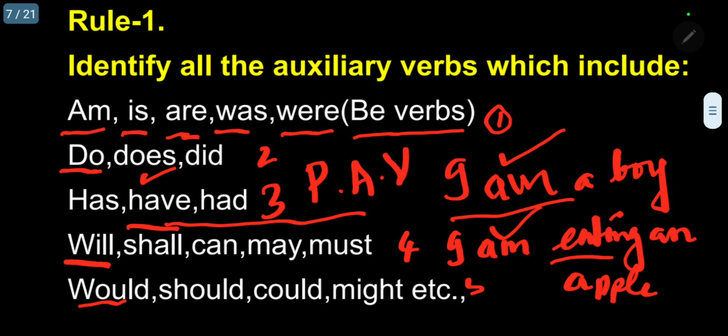So, whenever you use I, you should be careful. Only in simple sentence or simple present continuous, you can use am. Please follow. Now, as I already told you, we can classify auxiliary verbs into two types. One is primary auxiliary verb, another is secondary auxiliary verb.